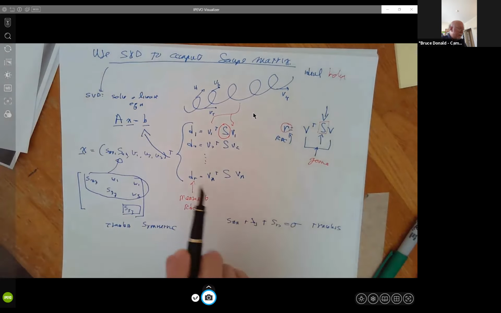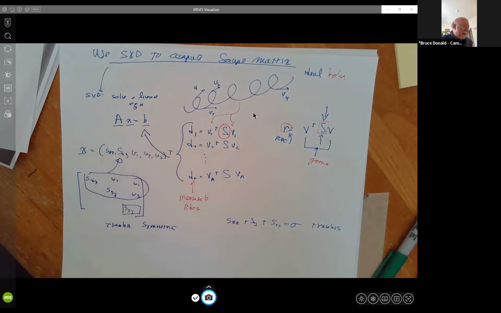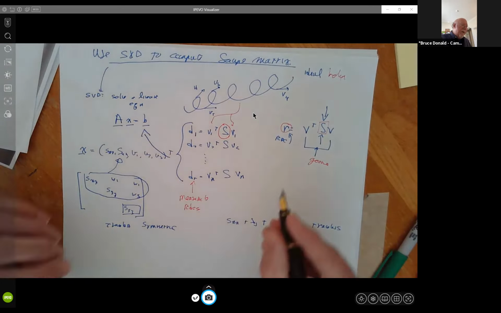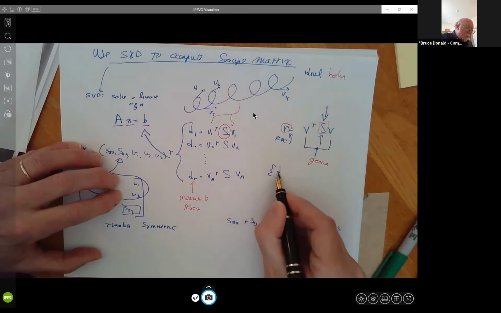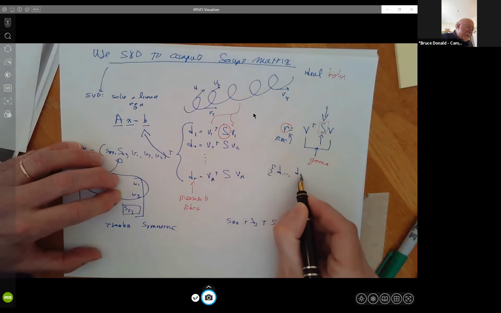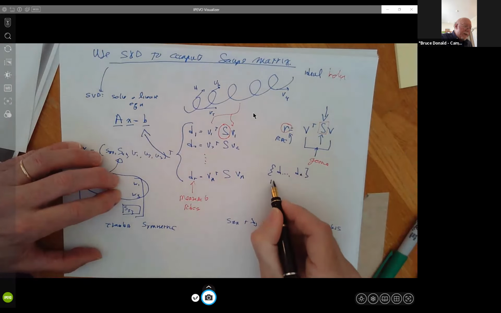And then it's an exercise to figure out what B is and what A is. Happy to show you how to do that. So SVD can be used to do this. So basically in this workflow here, we start with the experimental measurements D1 to Dn. We've measured a bunch of RDCs. We start with an ideal helix.